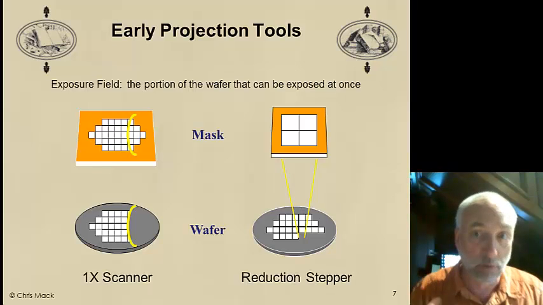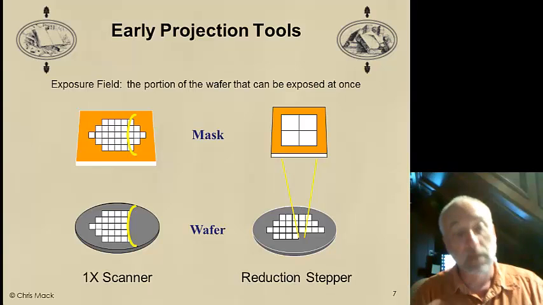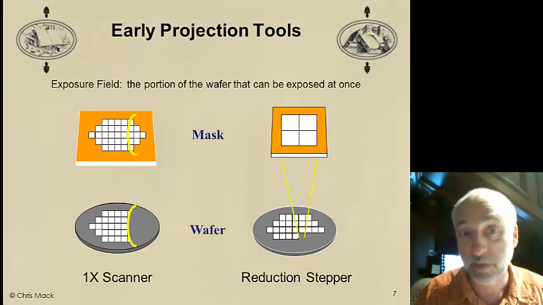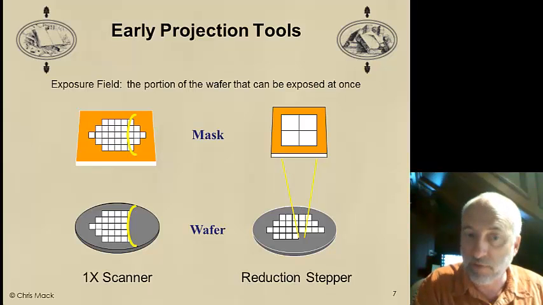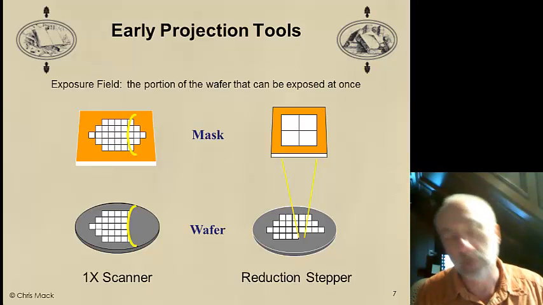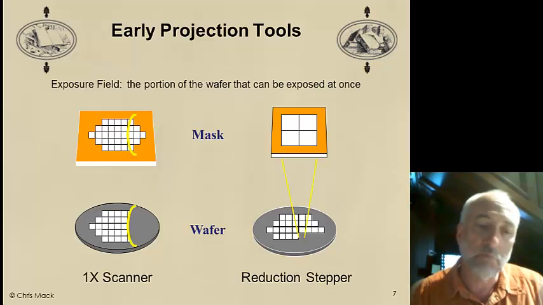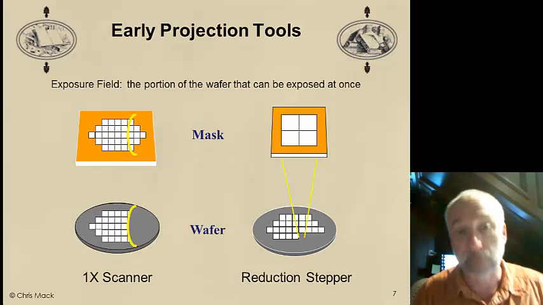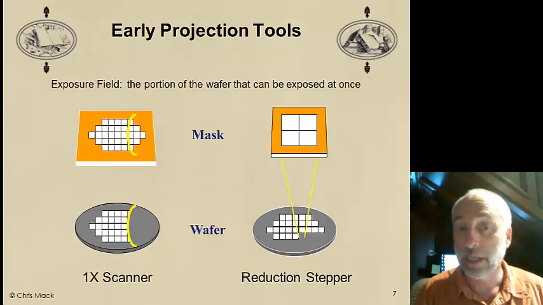The exposure field is the portion of the wafer that can be exposed at once. And when you have a large wafer, even in the days of 3-inch wafers, that is simply too big to be exposed at once. So we need a system to expose a portion of the wafer and then repeat those exposures till we cover the whole wafer. Here we have the advantage of the fact that what we're trying to print are many repetitions of the same thing. We're printing 100 die, or 1,000 die, or 50 die, or some number of chips that are all identical. How can we take advantage of that?